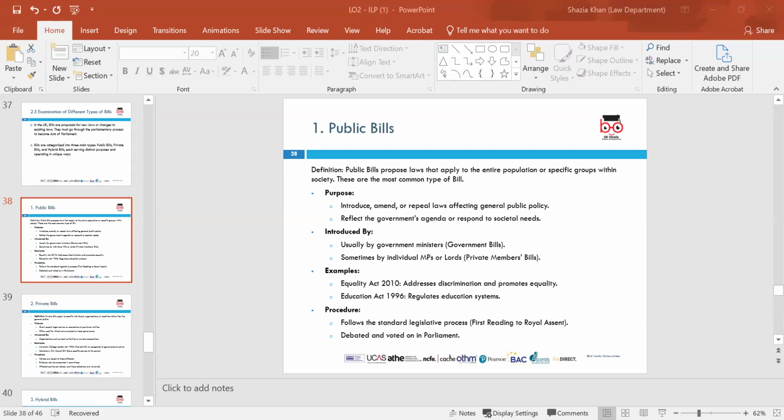And an example is the Equality Act 2010 and the Education Act 1996, sorry.